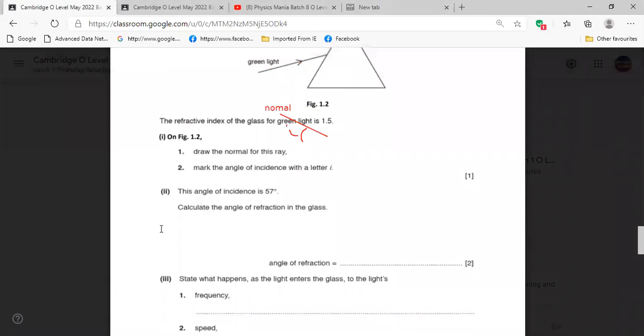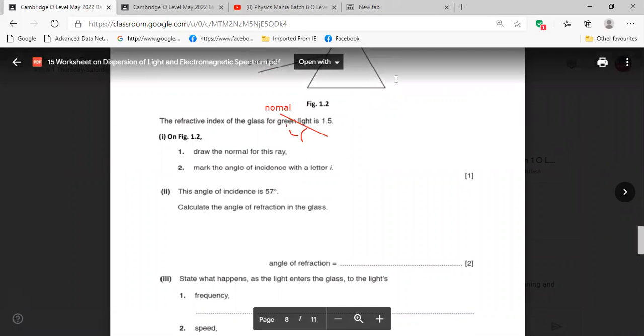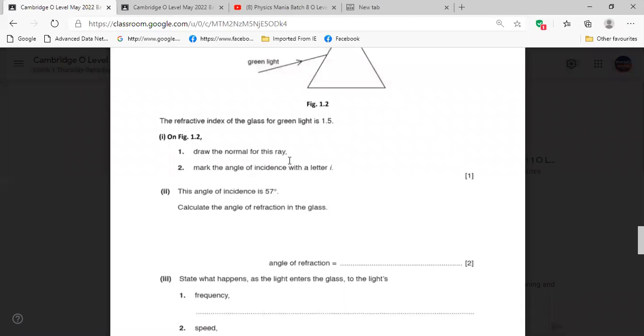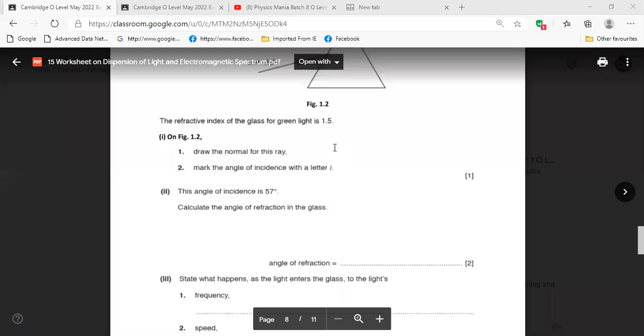Now we have next. The angle of incidence is 57 degrees. Calculate the angle of refraction in the glass. How can you calculate the angle of refraction? Farabi? Hello, Farabi.